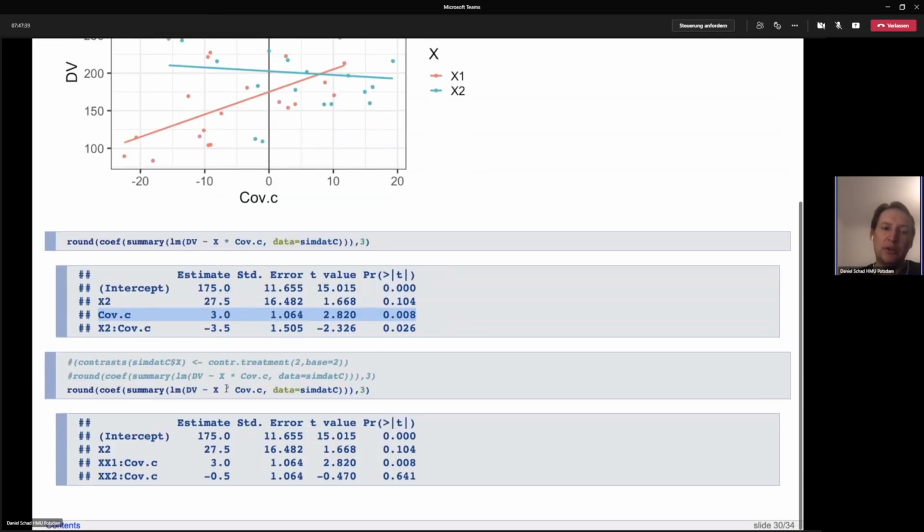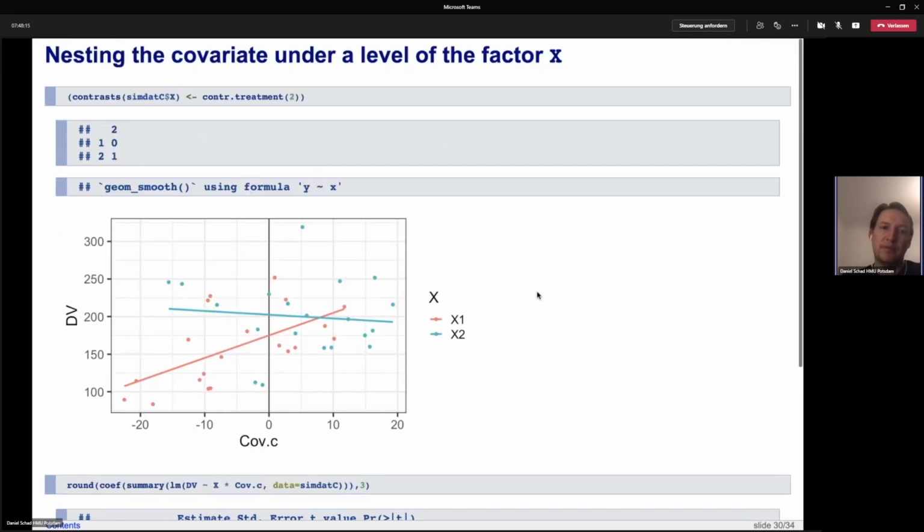Actually, we can also do a formal nesting of the covariate under levels of x, and then we confirm that the covariate under level x1 has a value of 3 and is highly significant. That's exactly the same value we observed here. And that the covariate under x2 is slightly negative, 0.5, and is not significant. So all of these concepts of nesting, of baseline levels versus average effects, they all extend to covariates. It's just the same. You just have to extrapolate these concepts to a continuous dimension.